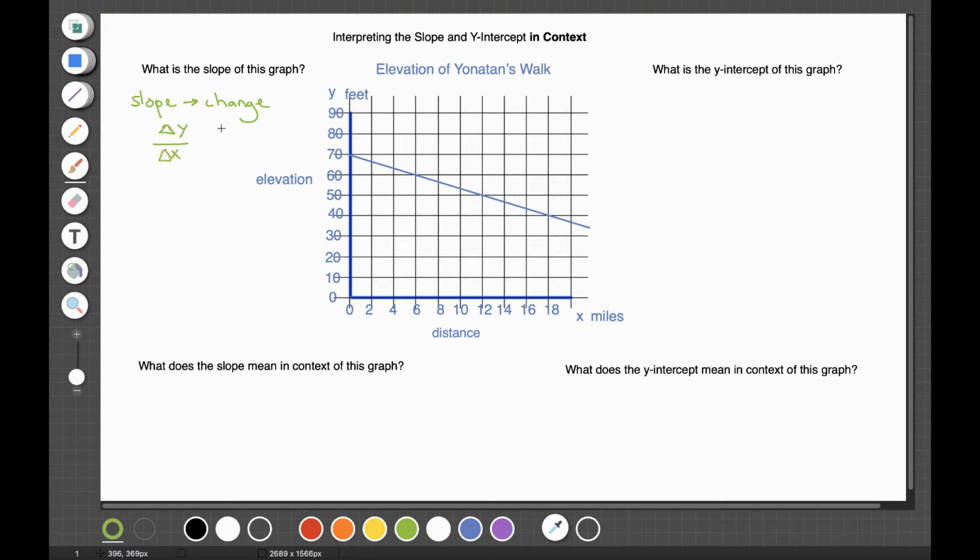Well, first you need to find 2 points, right? Find 2 points. And then you're going to find the change in y and then the change in x. Remember, you always read left to right. I'll just write it all like this. So these are all the things you need to think about every time you see slope and you're thinking about a graph. So let's find 2 points.